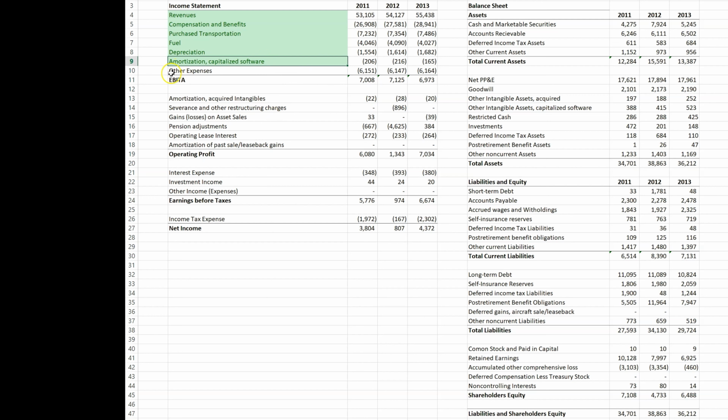Okay. So again, remember that EBITDA is earnings before interest, taxes, depreciation and amortization, and that's this amortization down here. And UPS is breaking this off specifically because this intangible asset has been capitalized. Okay. Now, operating expenses or other expenses.